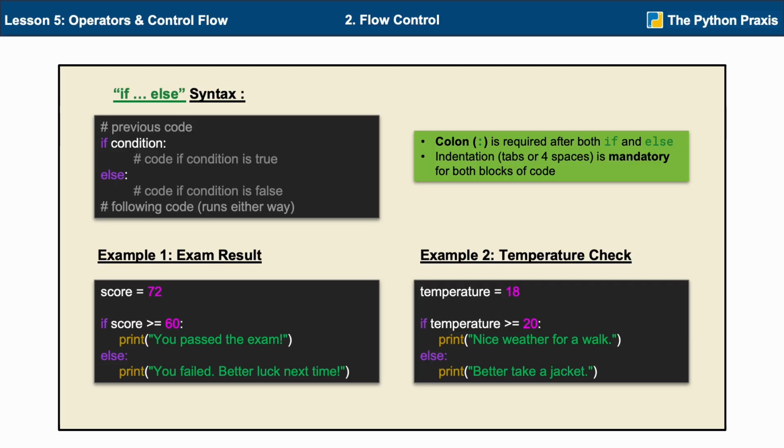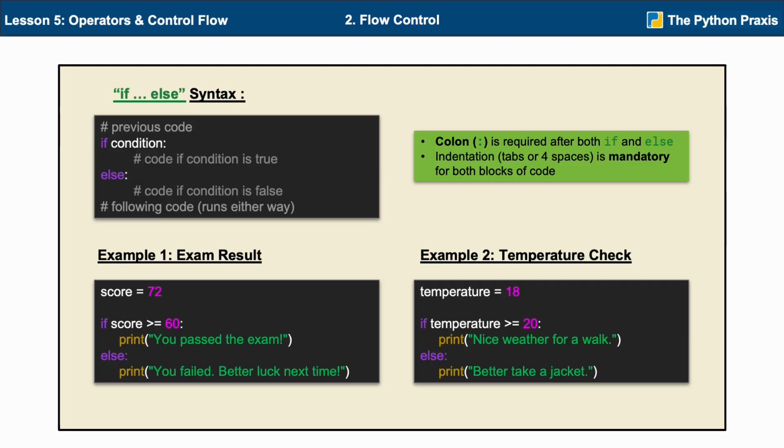To see in practice how if-else works, here are 2 examples. In the exam result example, our score is set to 72. After that, the if condition checks whether our score is greater than or equal to 60, and in case it is true, Python prints, you pass the exam. Then follows the else statement with the else block of code that will run only in case the if condition is false. So, in case of false, Python prints the message, you failed. Better luck next time. In our case, the if condition is true.